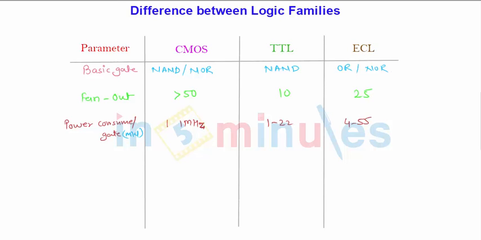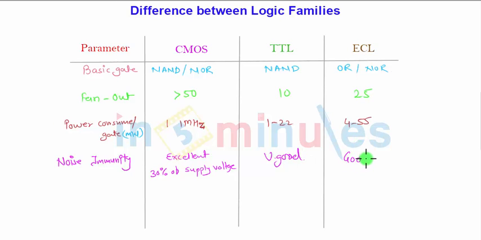Okay, the next parameter is noise immunity. How noise immune are these families? CMOS has excellent noise immunity, excellent meaning 30% of the supply voltage, whereas TTL is very good, though the percentage cannot be clearly stated, and ECL is just good, not better than TTL. Why? Because power consumption is higher here, so it would not be as noise immune.